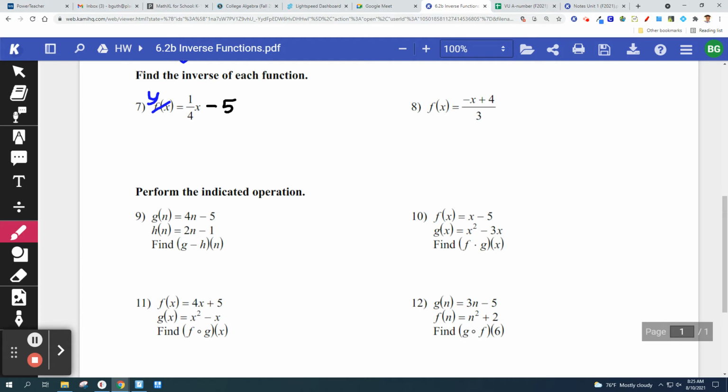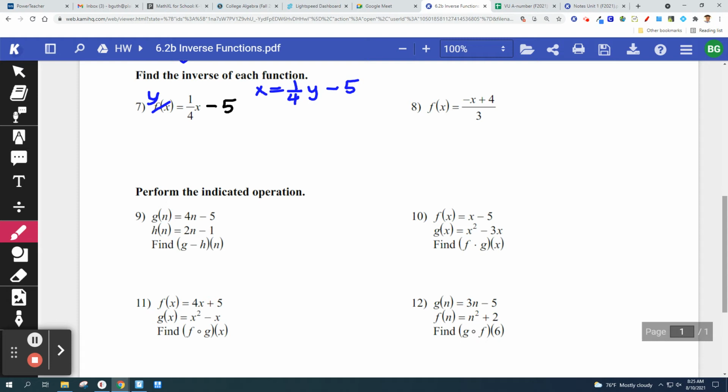Step 2, switch x and y. So I'm going to go over here. I'm going to switch x and y. It'll say x equals 1/4 y minus 5. And then step 3 is the hard one. That's where you have to isolate y.